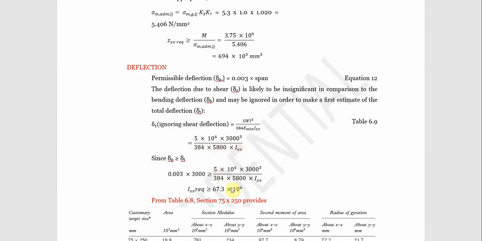So from here, since our dP is greater than or equal to dt, since this one is greater than dt, our permissible deflection is greater than or equal to the total shear deflection. We can say we take this one to be greater than or equal to whatever we have here.